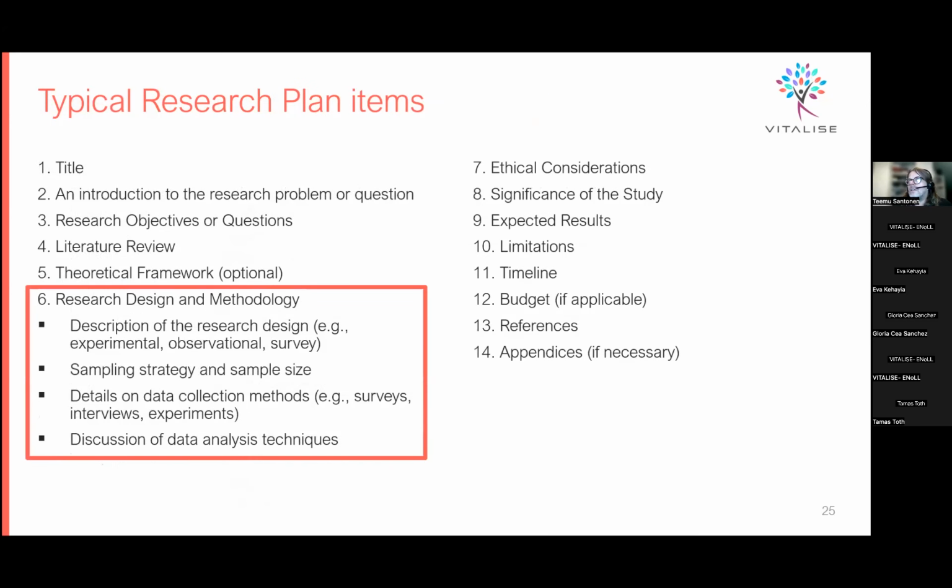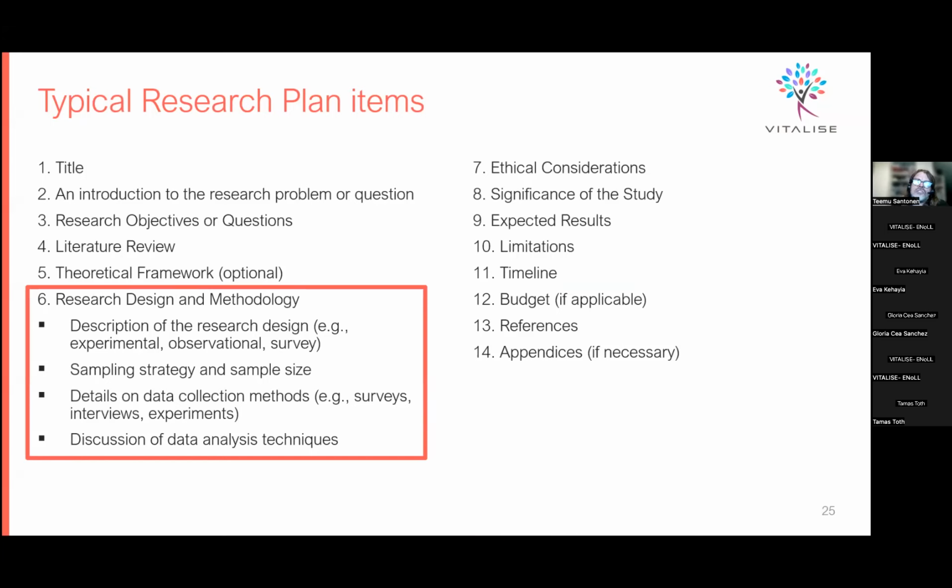So here are the typical research plan items. Your title, you have the introduction to the research problem or the questions, you have your research objectives and questions. Typically, you have to have some kind of literature review done in order to show that you understand the topic. You might already have the theoretical framework for your study, but depending on the research approach, that's not necessary, especially if you are doing a study that is trying to build up theories.